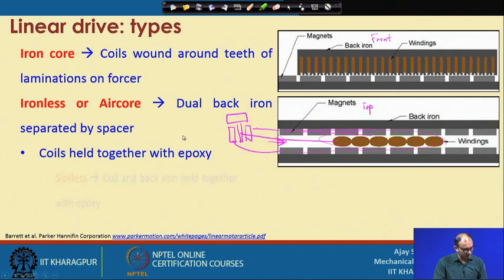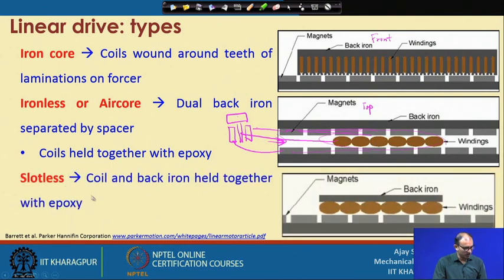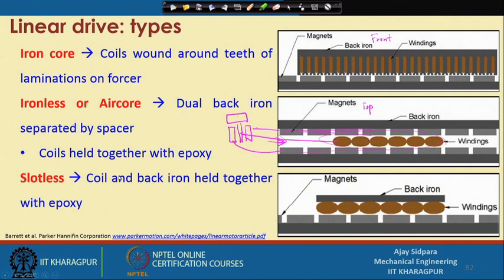Coils are held together with epoxy, and the last one is the slotless. This actually takes advantage of both the iron core and the ironless designs. It is in between these two. You get some disadvantages of both as well. Some of the features are recreated here, because this is similar to the ironless, but you are putting this particular rail also, similar to the iron core. So, this is in between, that is called slotless, and the coil and back iron are held together with epoxy in this case.